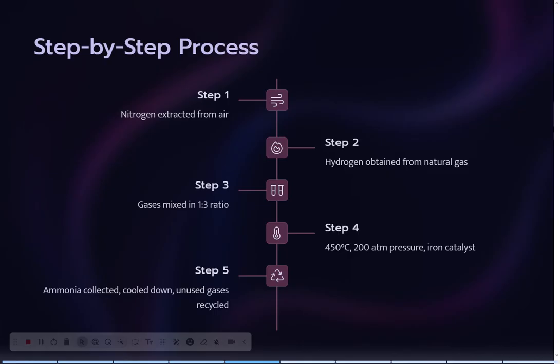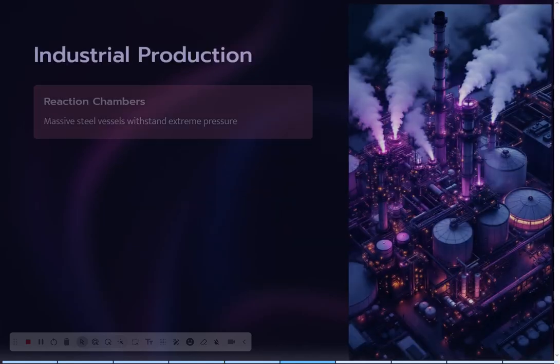The mix is heated to about 450 degrees Celsius and put under 200 atmospheres of pressure. An iron catalyst helps speed up the reaction. Ammonia is formed, gets cooled down, and collected. Unused gases are recycled to go through the process again.